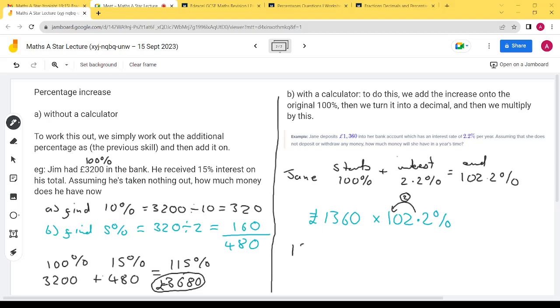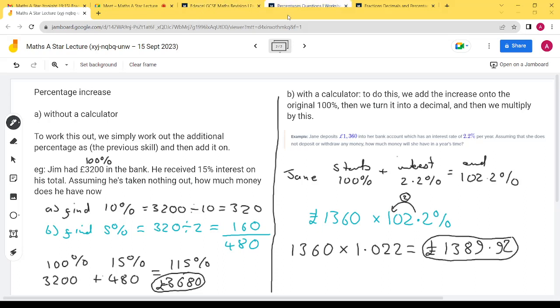That's going to leave us with our new sum of 1360 times 1.022. And that's going to give us a new total of 1389.92. So as long as you understand that you start with the 100%, whether you've got a calculator or non-calculator, percentage increase shouldn't be that bad. But the key to it is understanding that you start with 100%.